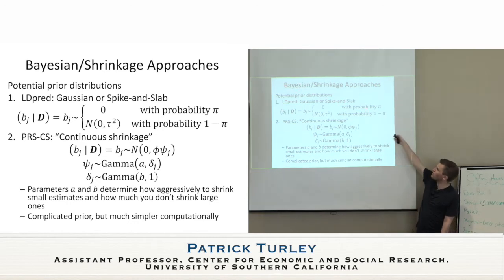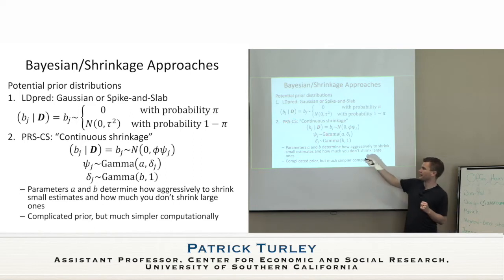When you run this, you have to make a choice about what pi is and also what tau is. In practice, when we've run this, it doesn't do significantly better than just setting pi to 0 and using a normal prior. But maybe you can do a little bit better by using something more sophisticated to pick your pi. But this is LD-Pred. Then there's PRCS, and this one's way more complicated.